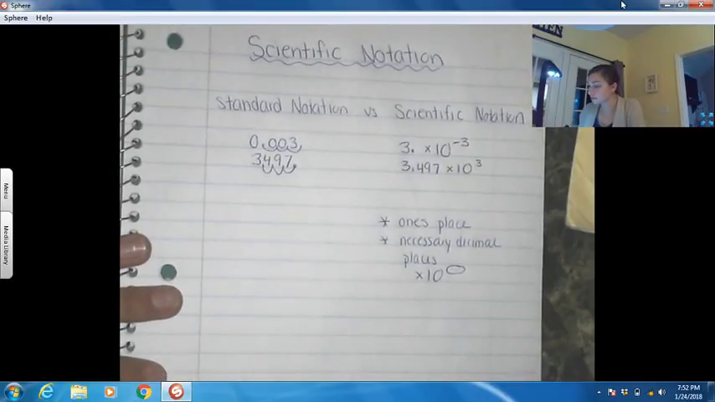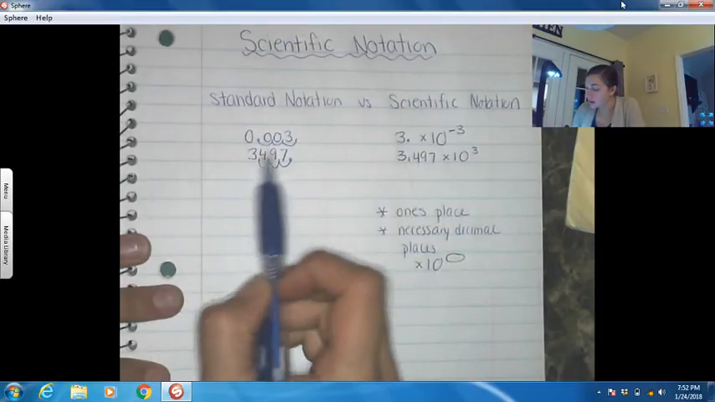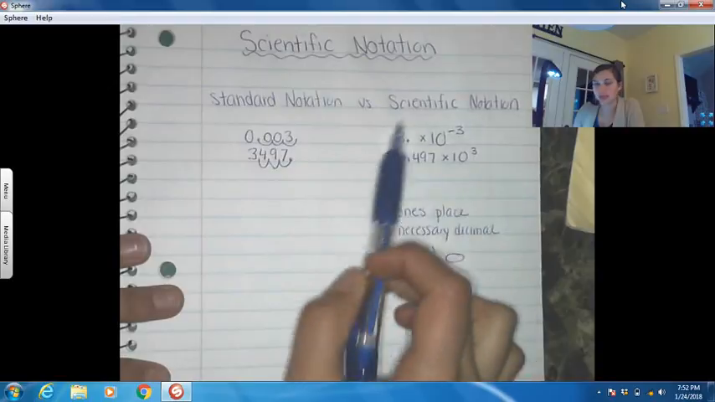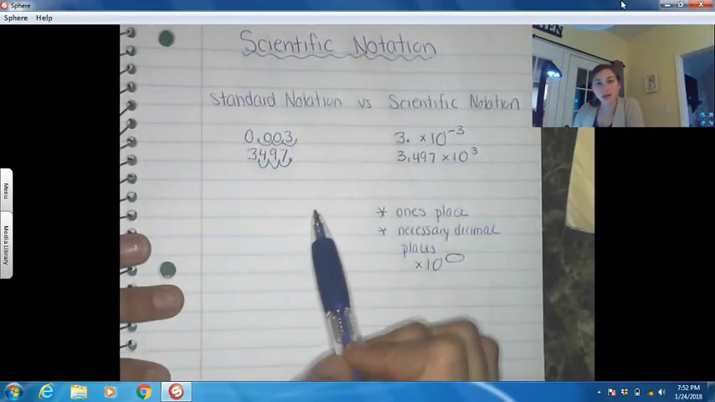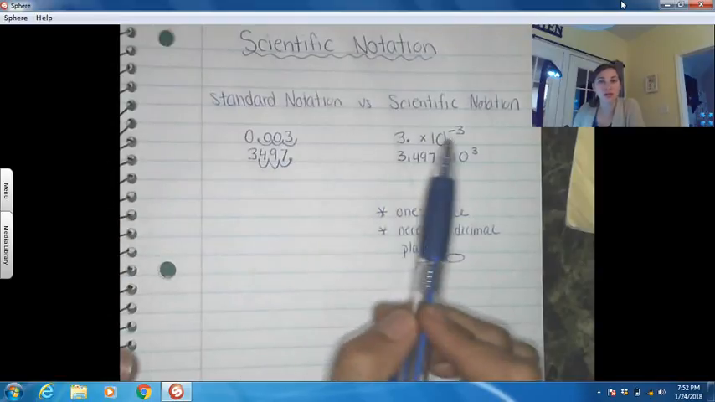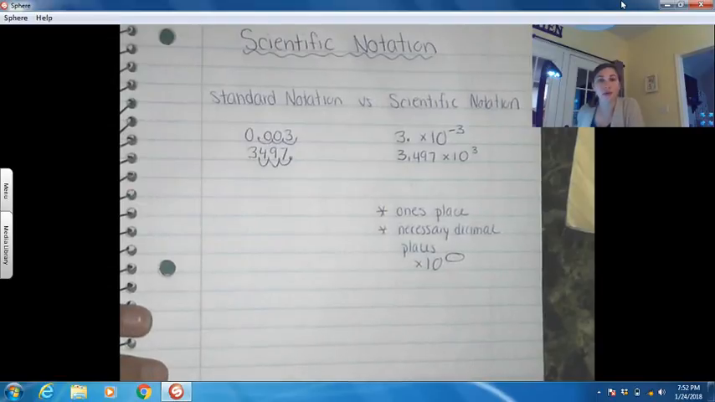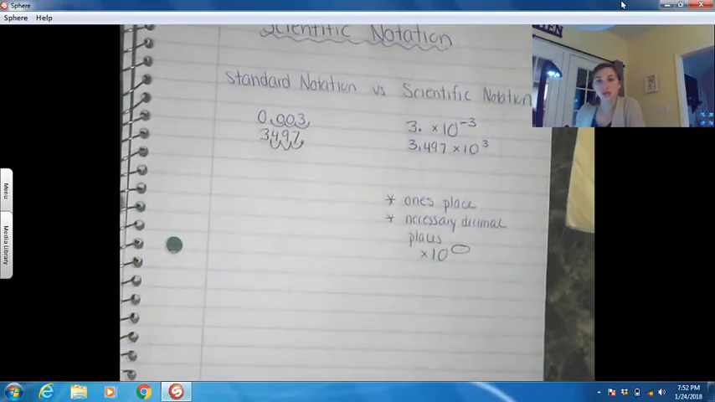Now, numbers that have more than 4 spots will be required to be in scientific notation. Anything less than 4 spots can be in standard notation or scientific notation, unless a problem specifically asks for one or the other. Okay, so let's look at a few more example problems to make sure we have the hang of this.